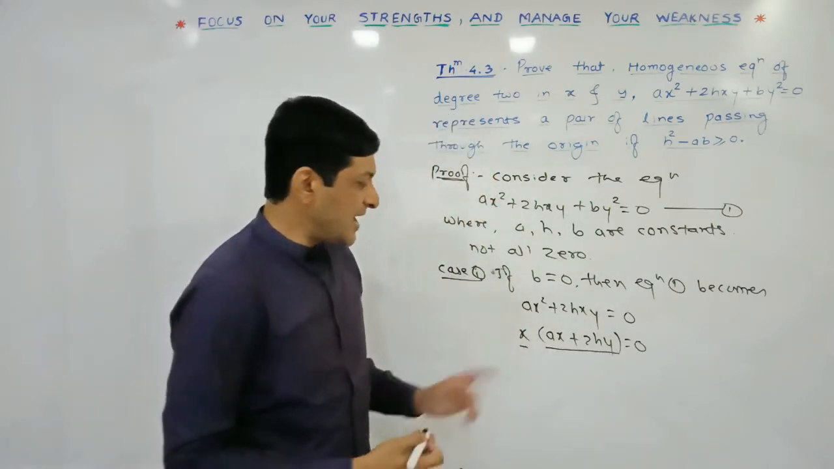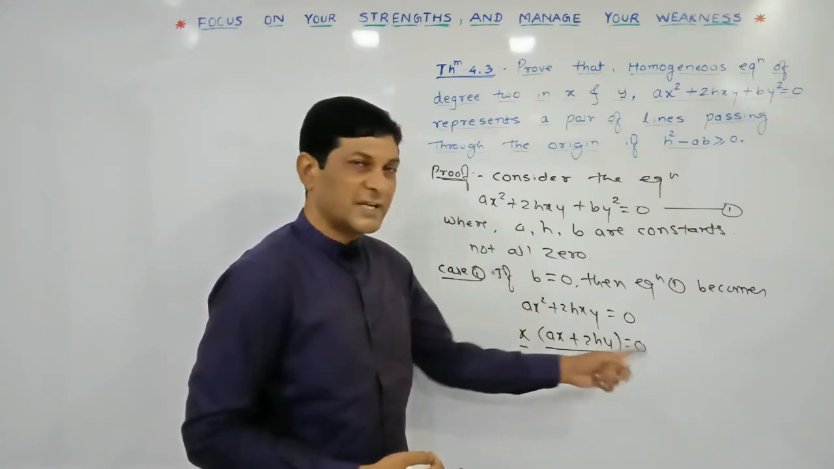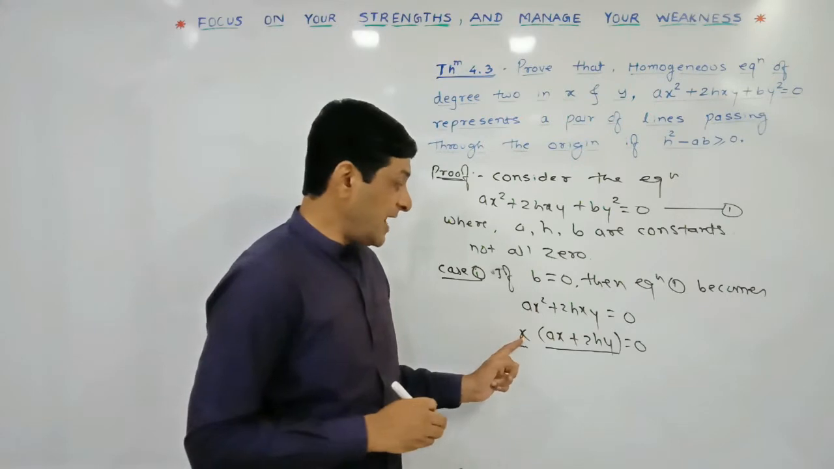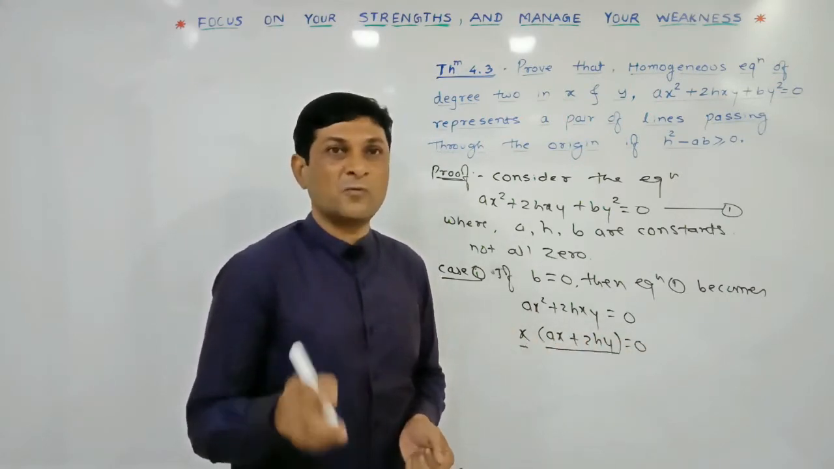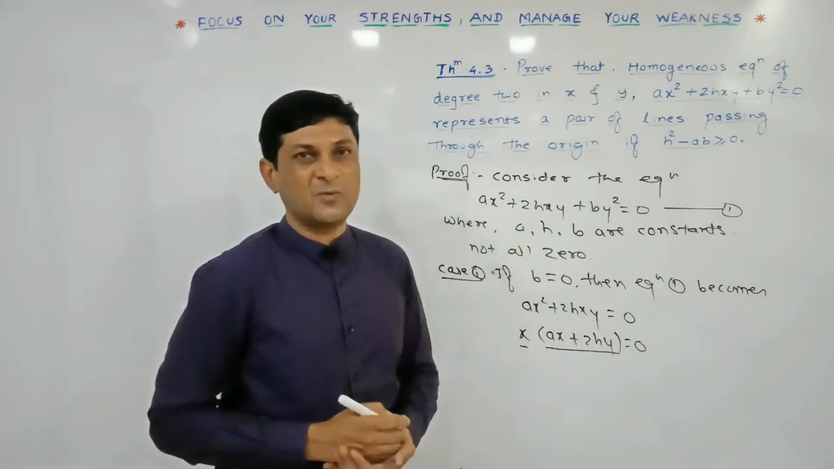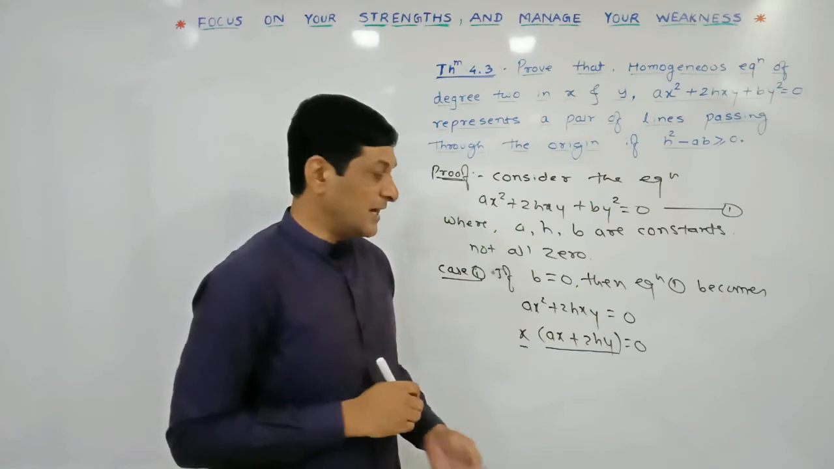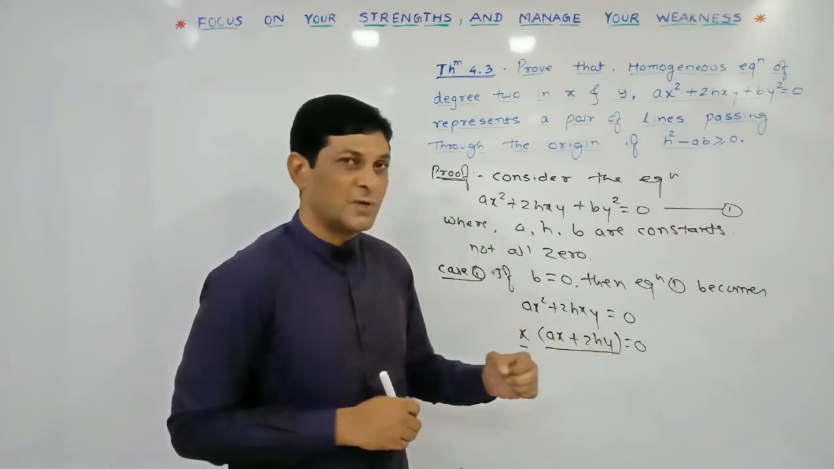The first term is x. If the product of two terms is 0, then either the first term is 0 or the second term is 0. First term is what? x is equal to 0. x is equal to 0 is the equation of what? Y-axis. And check whether the y-axis passes through the origin. Yes, we know that the y-axis passes through the origin. And observe the second equation. What is the second equation? ax plus 2hy is equal to 0.